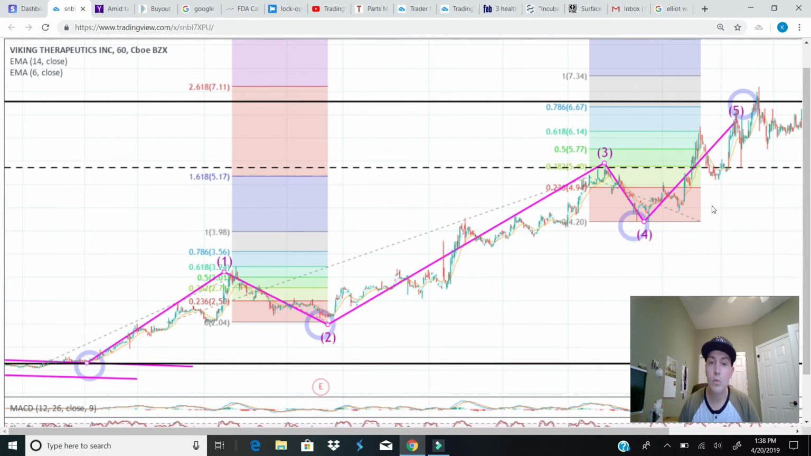Anyways, this was just an overview of Elliott wave theory and classic 5-wave impulse and what happens throughout the impulses.